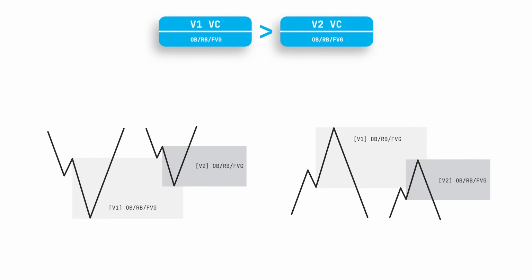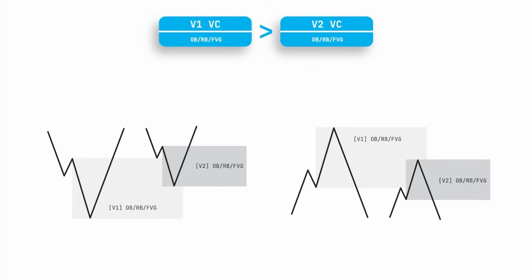Logical element number 2, V1 volume confirmation greater than V2 volume confirmation. Here, the first variable forms an area of order block, rejection block, or fair value gap. Then the price tests this area and forms another area of order block, rejection block, or fair value gap on a lower step in our timeframe system. For example, a 1-day volume confirmation and a 4-hour volume confirmation. As in the previous example, this logical element confirms the volume in the market.